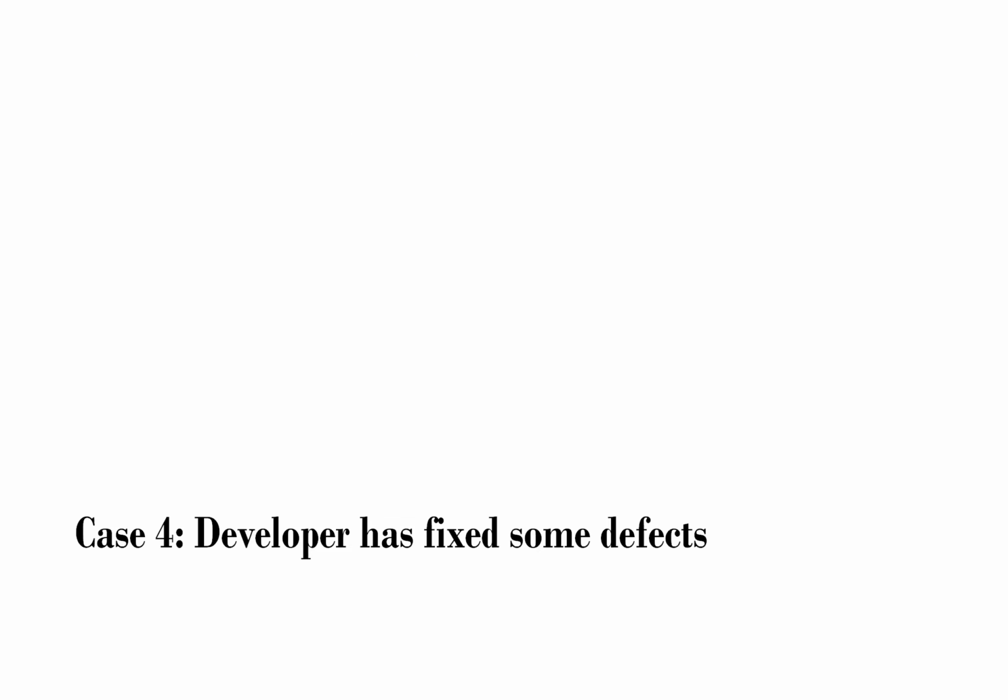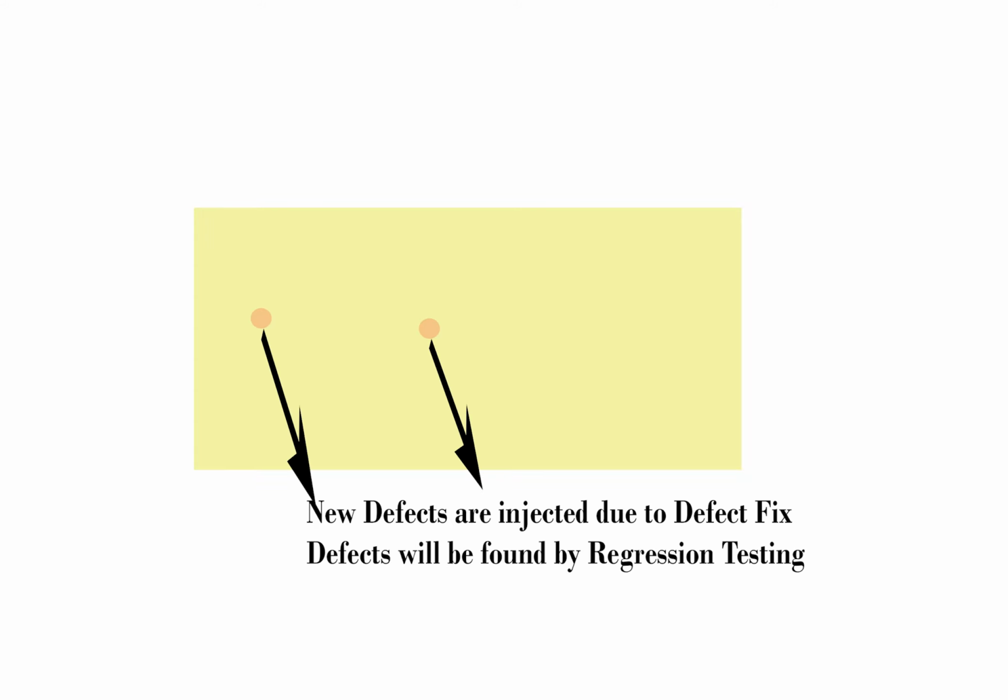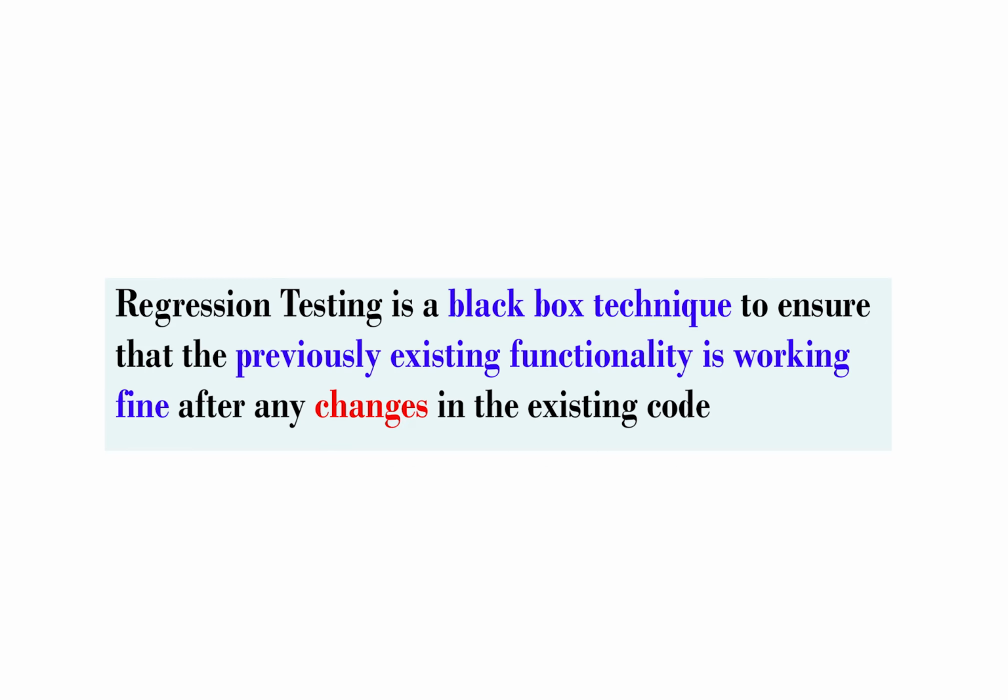Case 4, developer has fixed some defects. Developer will do some changes in the code to fix the defects reported by the tester. Because of the changes, there can be few more defects injected which we do not know unless we run the regression suite. Therefore, regression testing is a black box technique to ensure that the previously existing functionality is now working fine after any changes to the code is made.